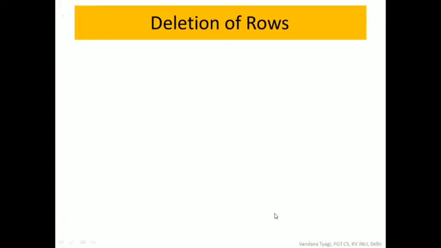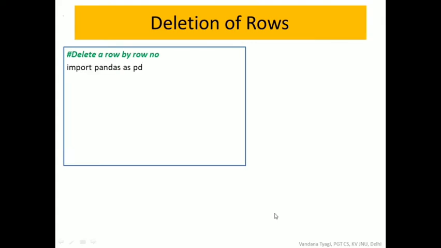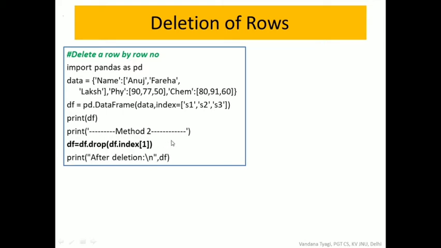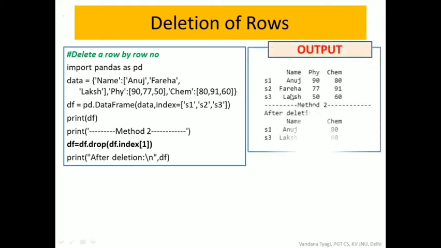Now coming to the deletion of rows, there is one more method, where instead of using the label, we use the positional index. Positional index means, if you see this data frame, this is at column 0, this is at column 1, this is at column 2. Similarly, this is row 0, this is the positional index, this is 1 and this is 2.